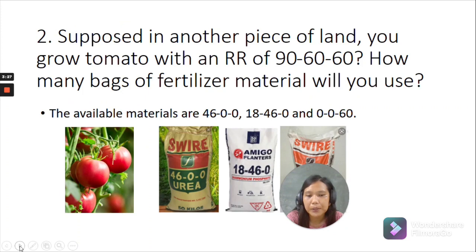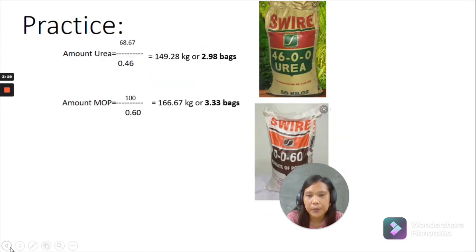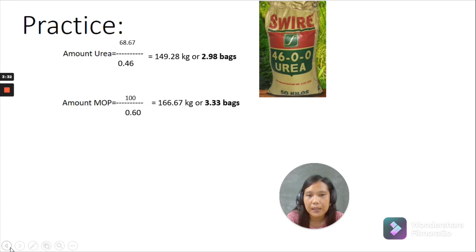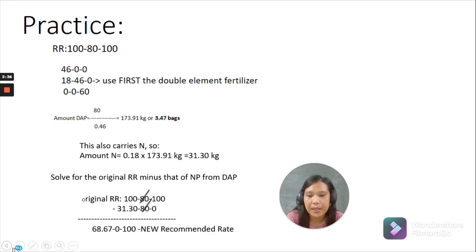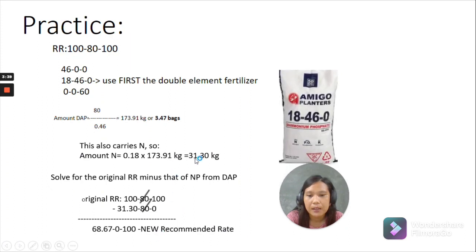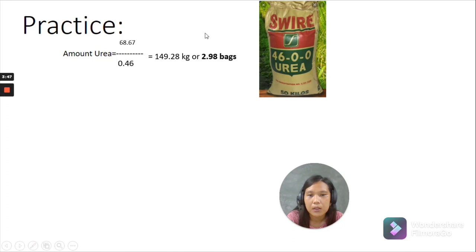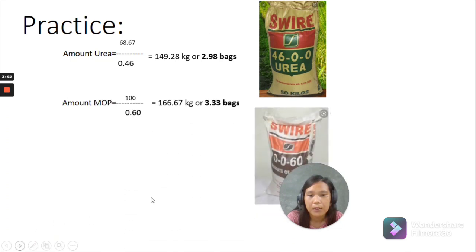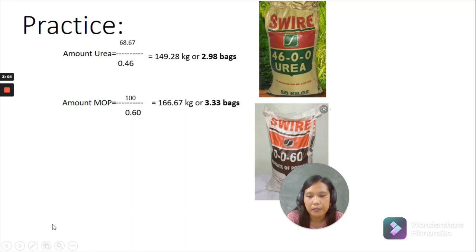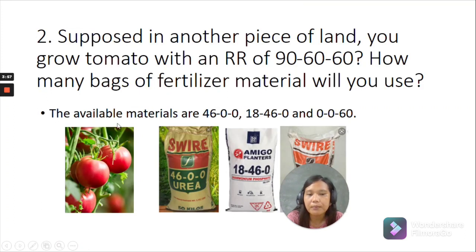So, practice number 2. As a review, you will buy 3.47 or 3.5 bags of 18-46-0, almost 3 bags of urea, and more than 3 bags of muriate of potash. So that's the rate of fertilizer.